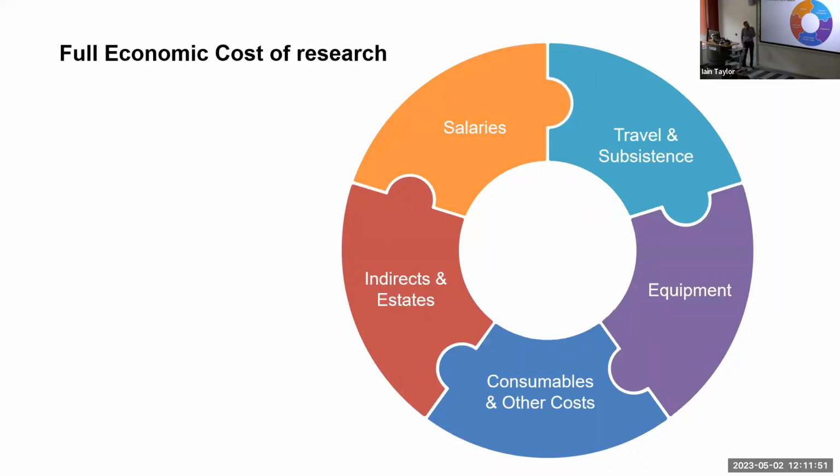So the full economic cost of research is basically made up of these areas: salaries, travel and subsistence costs, equipment, maybe capital equipment, consumables and other costs, and then this mysterious one here, indirects and estates costs. Broadly speaking, in the same way we saw for the Mars bar, these are the categories that make up the economic cost of research, the full cost.